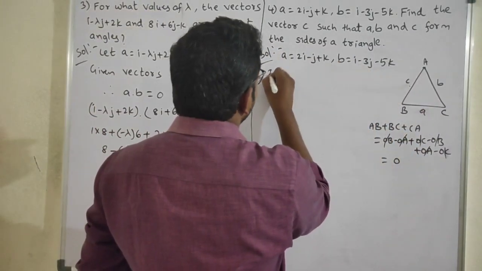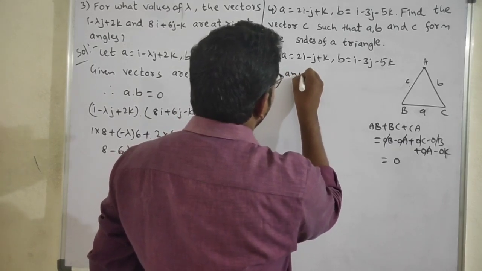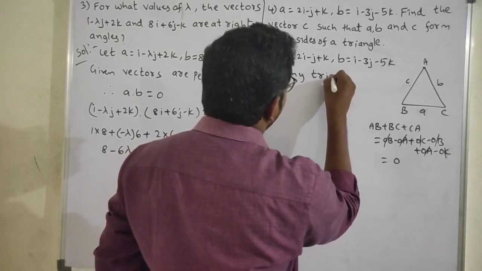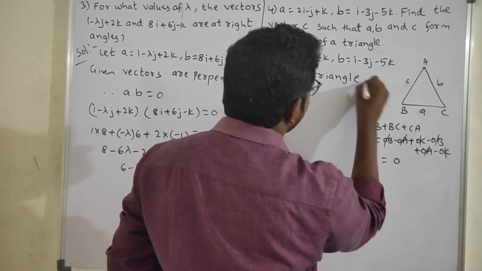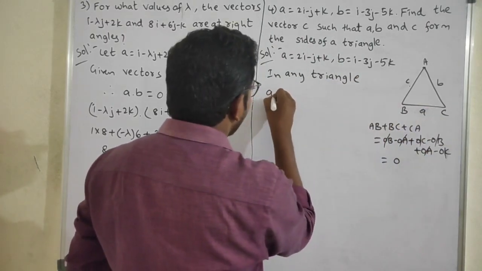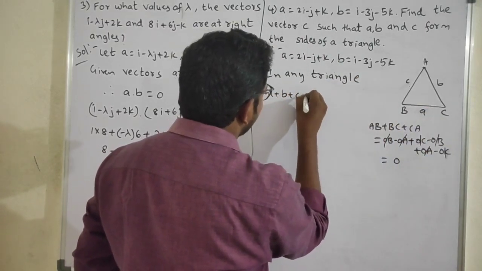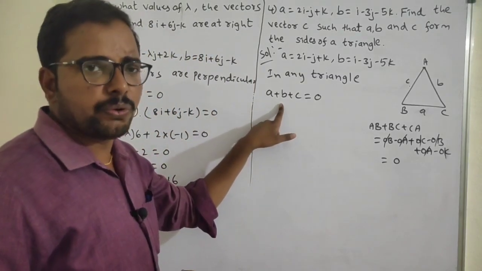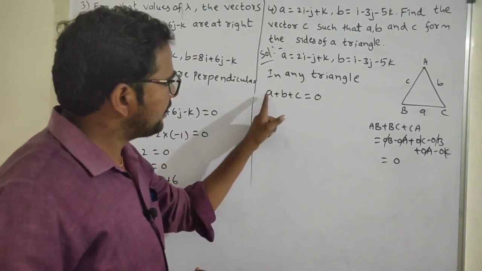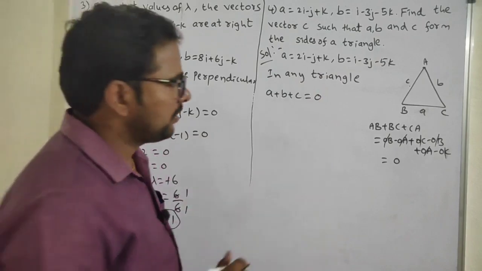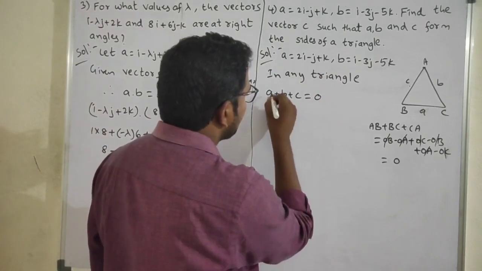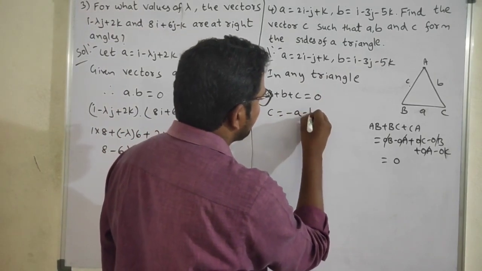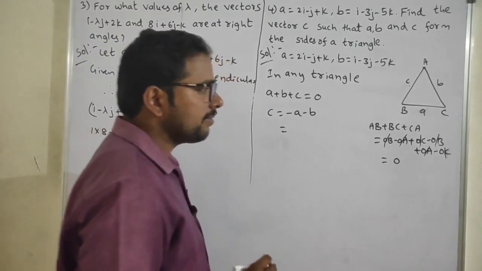Therefore, in any triangle, the sum of all sides, what are the sides? A plus B plus C is equal to 0. So we know the A value and B value. We don't know the C value. So send A and B to the right side. So C becomes minus A minus B. C is equal to minus A minus B.